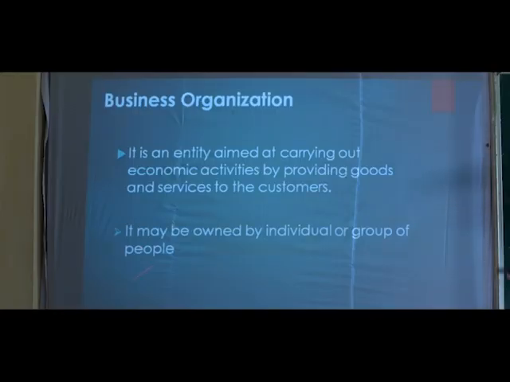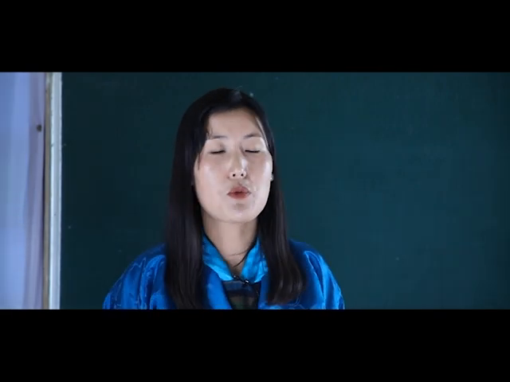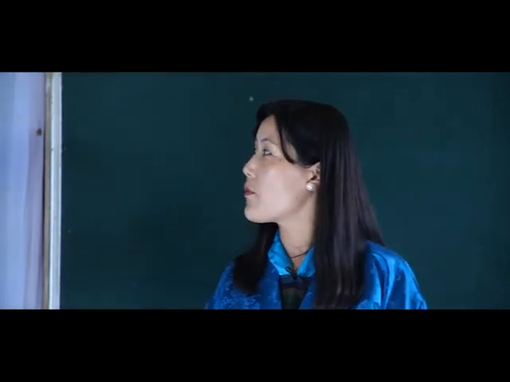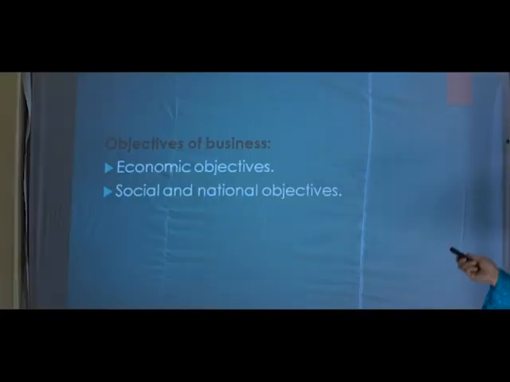And a business organization may be owned by individuals or a group of people. Business can be owned by an individual or it can be owned by a group of people. So there are different kinds of business. You will come to know more later on, okay? Okay children, now let's look at the objectives of business.